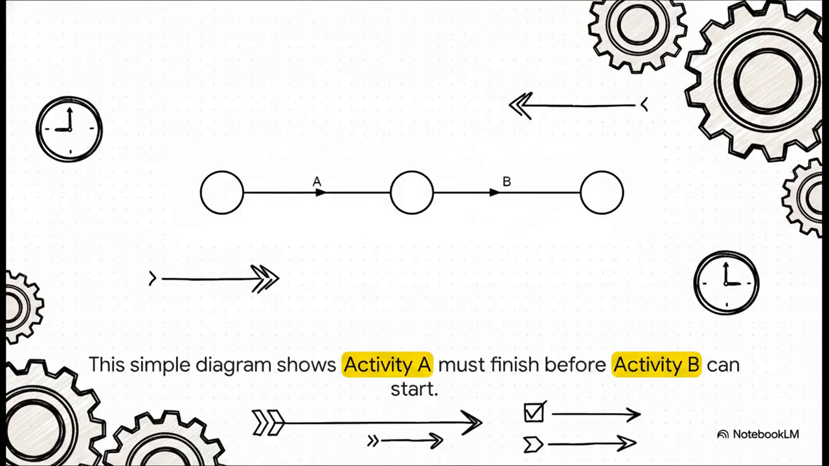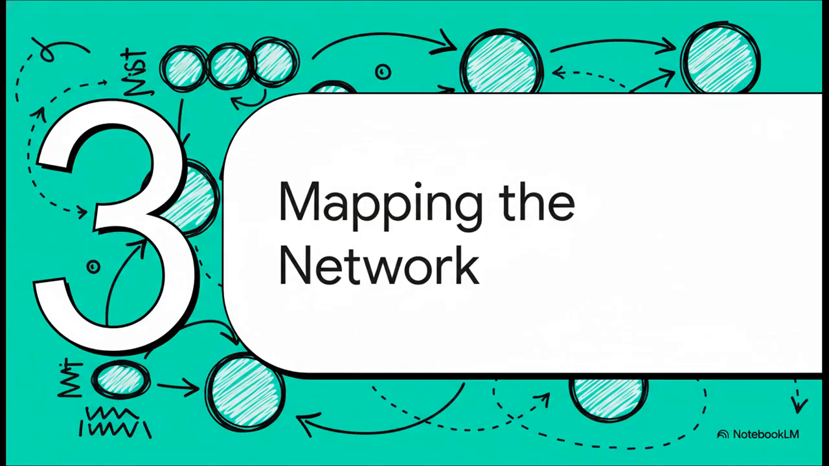Okay, so this little diagram here, this is basically the alphabet of project management. The circles, we call them nodes, are like moments in time. The arrow connecting them, that's the actual work, the activity itself. So it's super clear. Activity A has to be totally done before activity B can even think about starting. All right, now for the fun part. Let's take all those activities and all those dependencies we just talked about and build a visual map of the whole shebang. We're going to create what's called a network diagram.